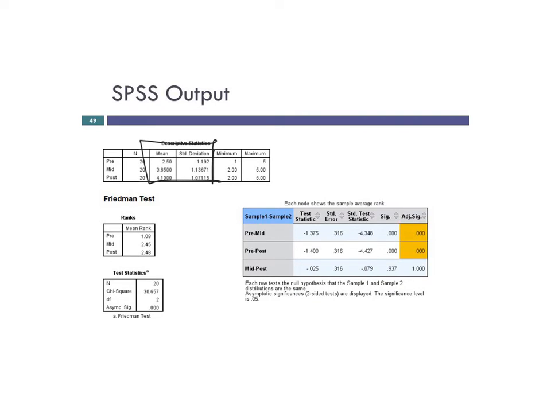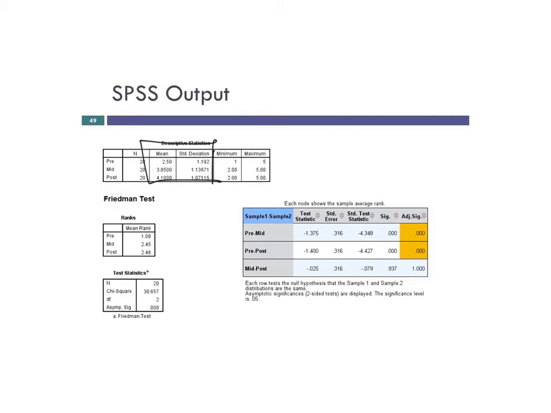So after we identify the ranks, we look to see if it's statistically significant. So I look at my test statistic, which is a chi-square. It's reported on a chi-square distribution, and we have a p-value that's less than 0.05. If the p-value is less than 0.05, that means statistical significance exists, and we reject the null hypothesis. Now we have to figure out where those differences exist.